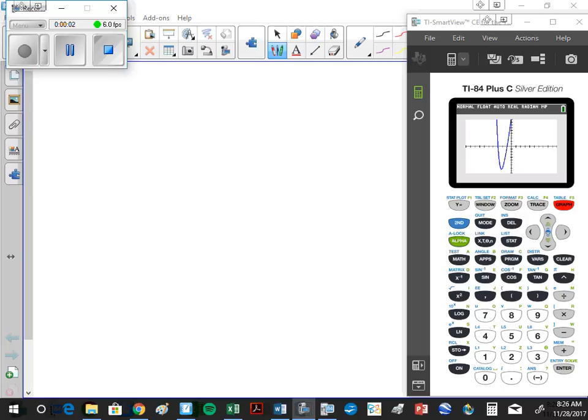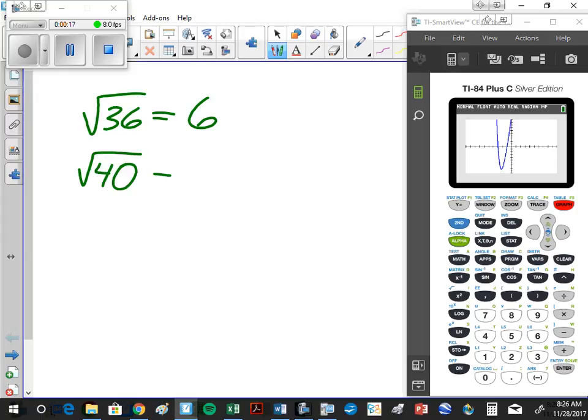We've been dealing a little bit with square roots. If I had the square root of 36, we know the answer is 6, right? But if I had the square root of 40, what would the answer be? Well, we can simplify it by using a factor tree.